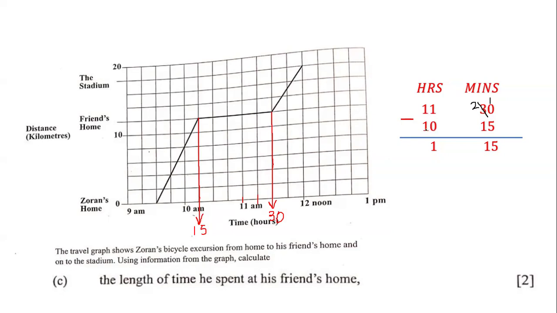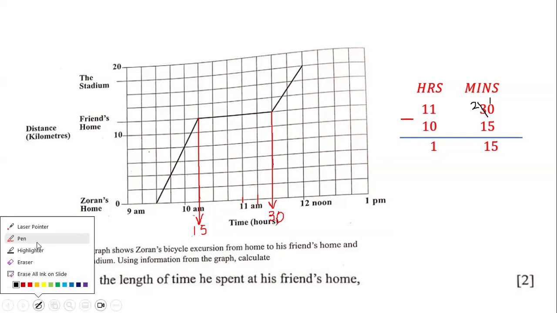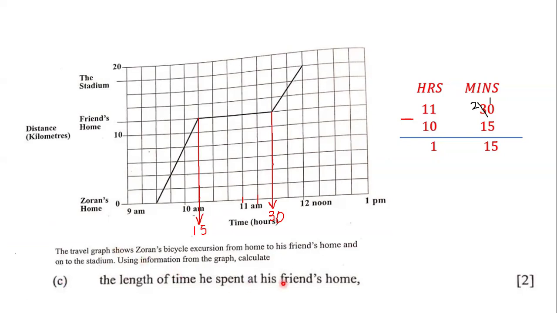And 1 minus 1 is 0. So that means that the length of time he spent at his friend's house, or his friend's home, is 1 hour and 15 minutes. And that's the answer to this question.